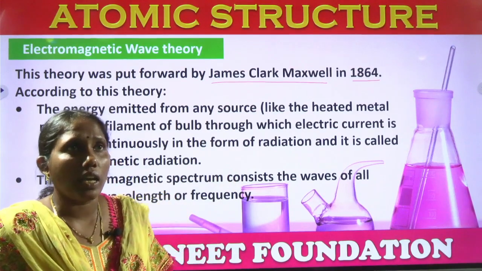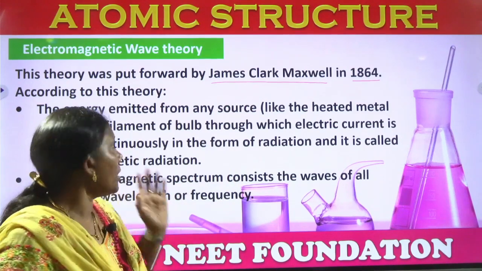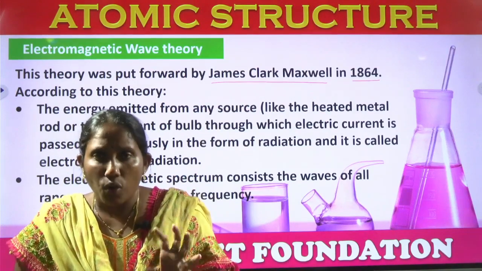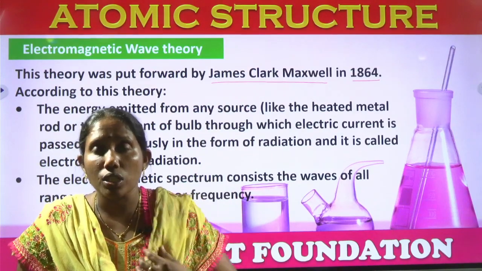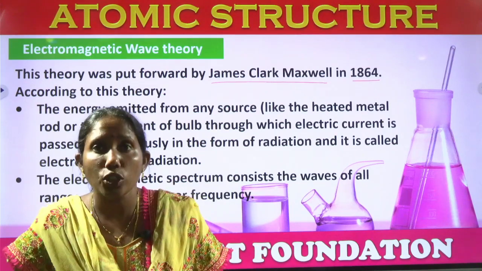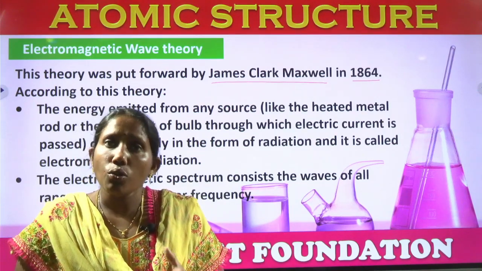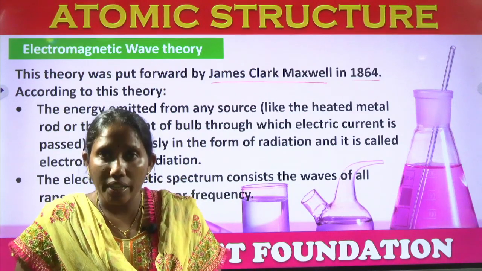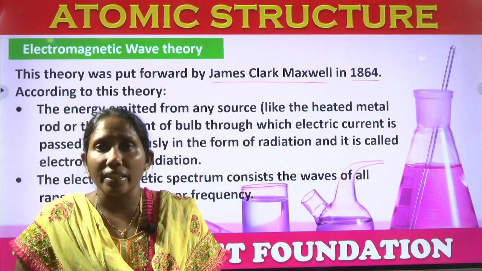So what are these electromagnetic radiations? He described the energy emitted by a source. Which type of source is that? A source which is allowing electric current through it. The radiations coming out from that source are called electromagnetic radiations.